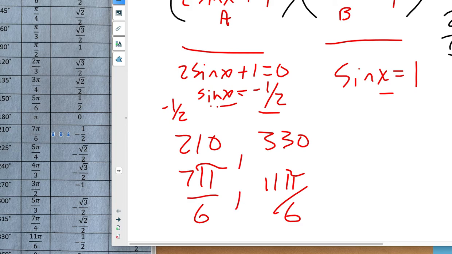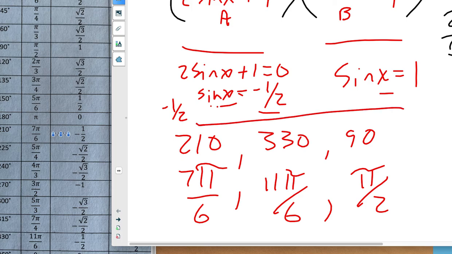And then the last one is where we want 1. That'd be 90 degrees, or pi over 2. Okay, so these are your 3 answers for this problem, number 24. Hope this helps.